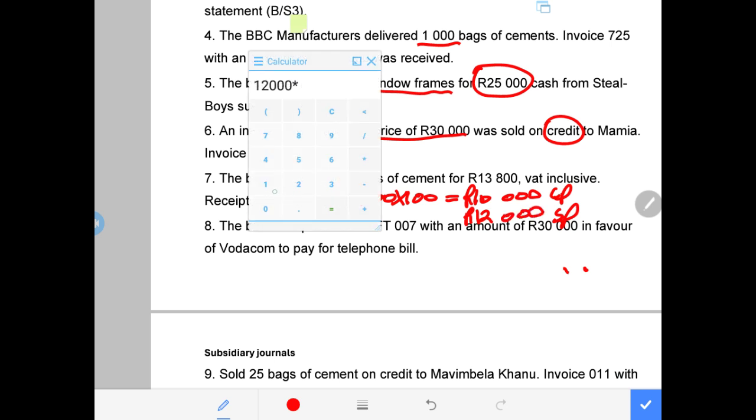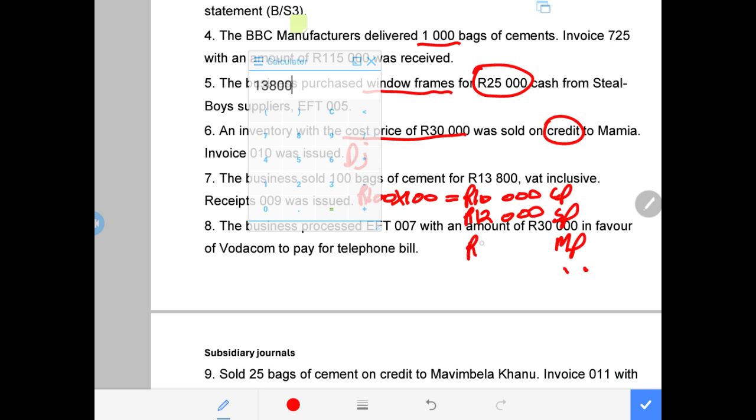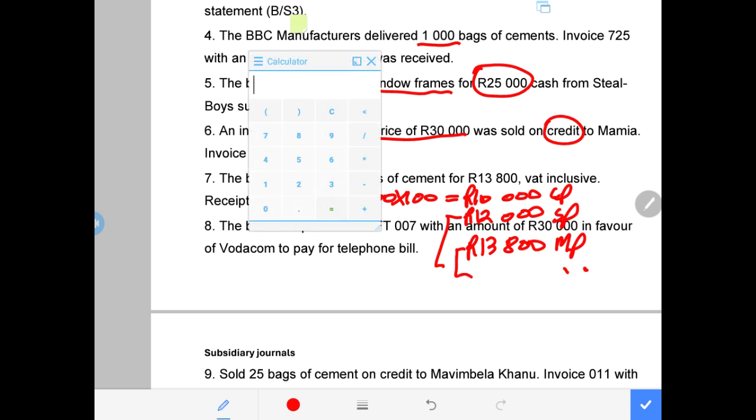Then we add VAT, 1.15 times by 1.15. This will be our marked price, that is what our debtor will be owing us, and it is 13,800. So I'm happy with that. I can just calculate my VAT here from the selling price, or either here, that is not a problem.